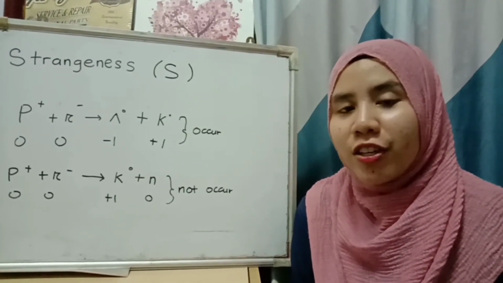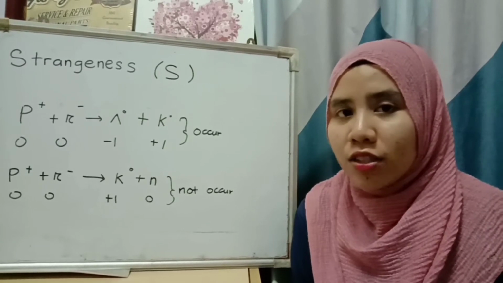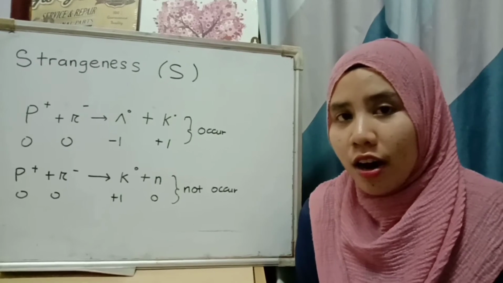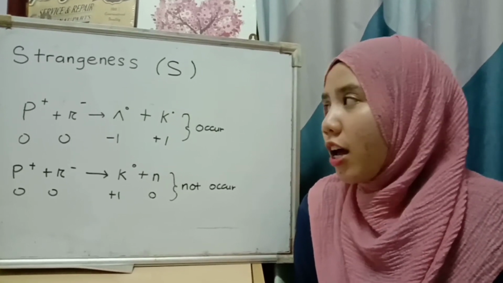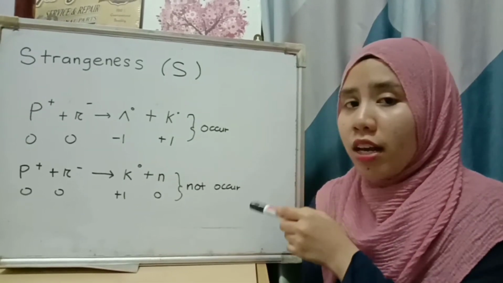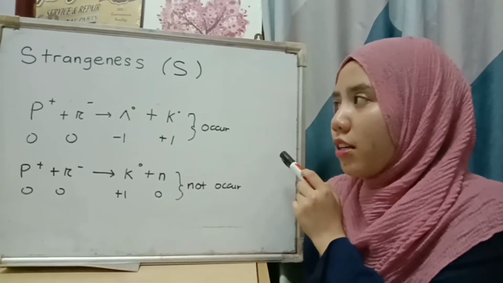Strangeness number is denoted by S. Strangeness number is conserved when any subatomic particles interact via the strong force. So this is an example. Let's look at reaction 1.